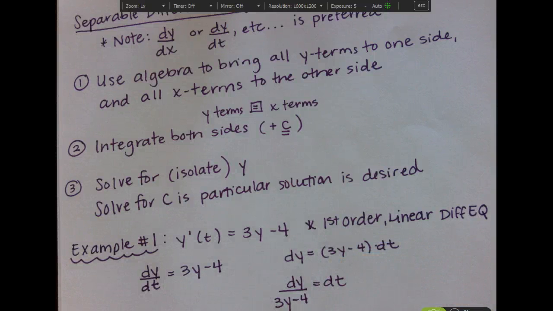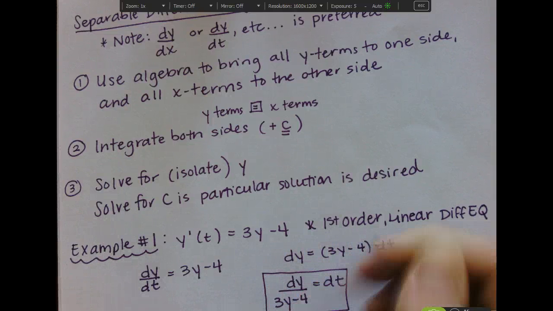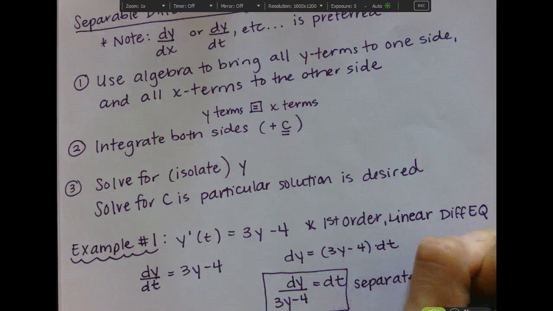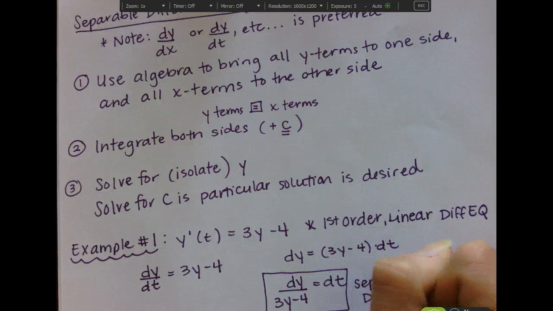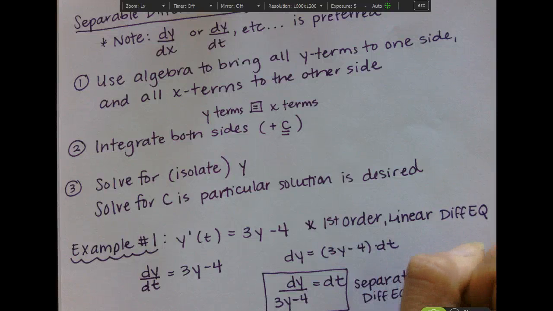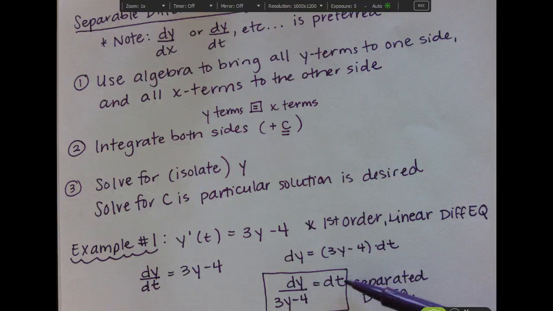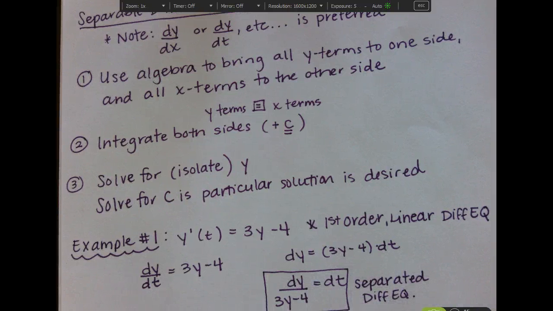So what you're seeing now is your separated differential equation. We're not done. We've only really accomplished step 1, but I just wanted to note that you're separated. All of your y terms are on one side, all of your t terms are on the other side.